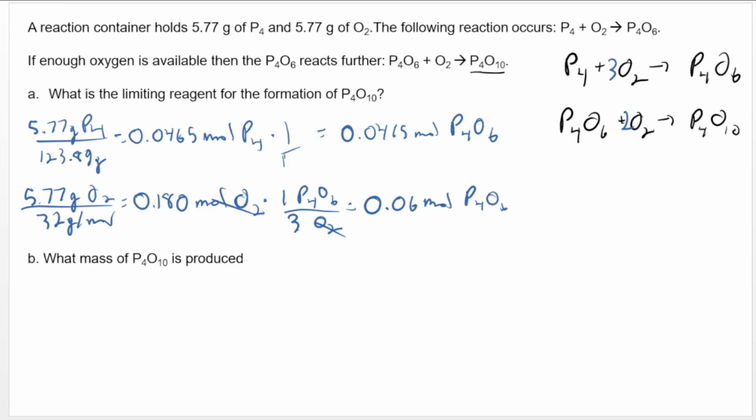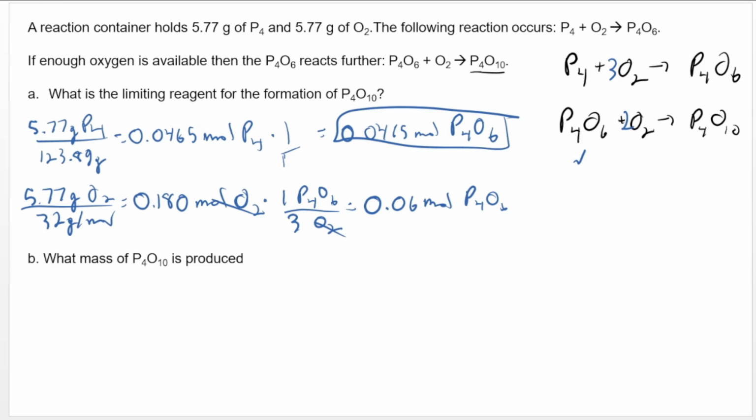All right, in this case, the P4 is the limiting reactant. It completely runs out and it produces this much P4O6. We're going to use that in the next reaction. Now what we have to find in the next reaction is, we're good with the P4O6, but we don't know how much oxygen is left over. It says if enough oxygen is available, then the P4O6 will go through a further reaction.